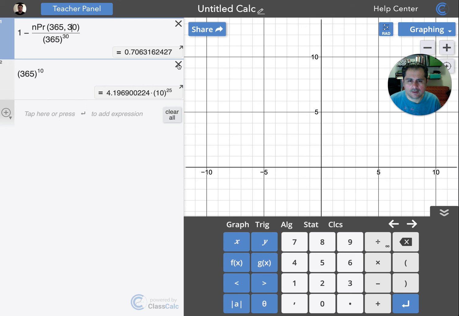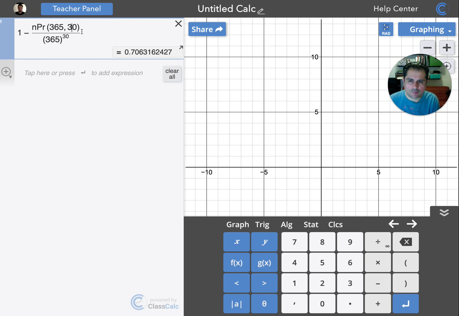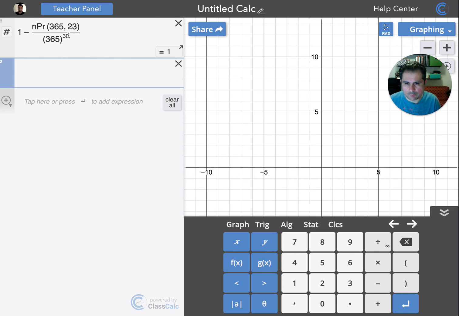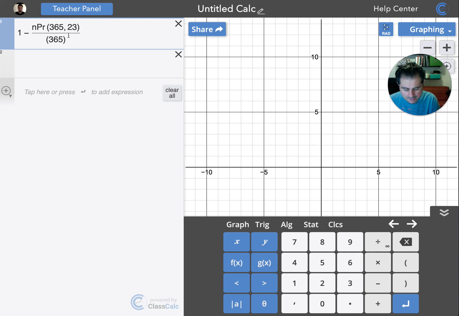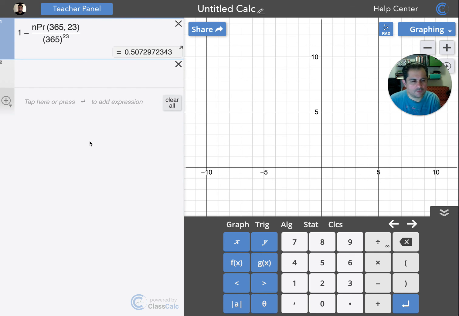So let me erase this so we don't get confused. So if I put here 23, right, if I do it with 23 people, it would be that, right? So for 23 people, the probability is already more than 50%. I already have here the 1 minus, right? So this is already the probability of having two different birthdays. Sorry, of at least two people having the same birthday.